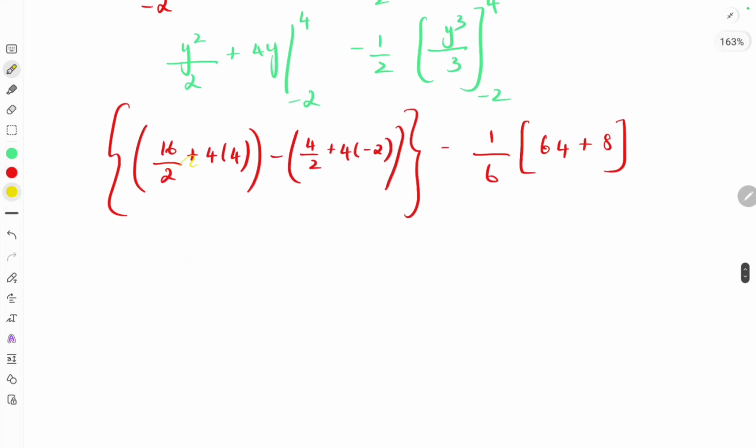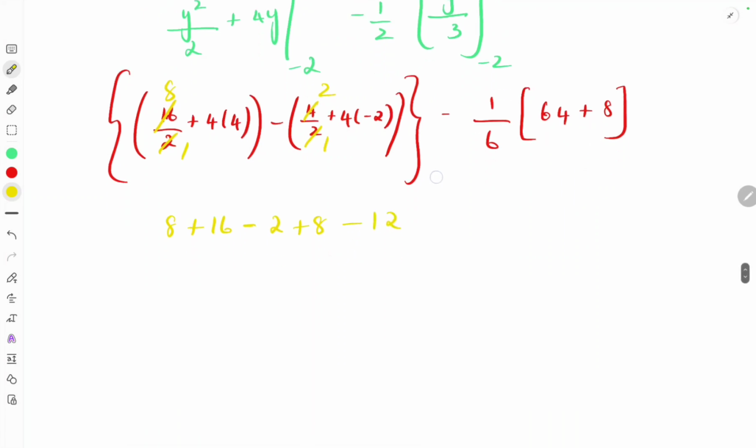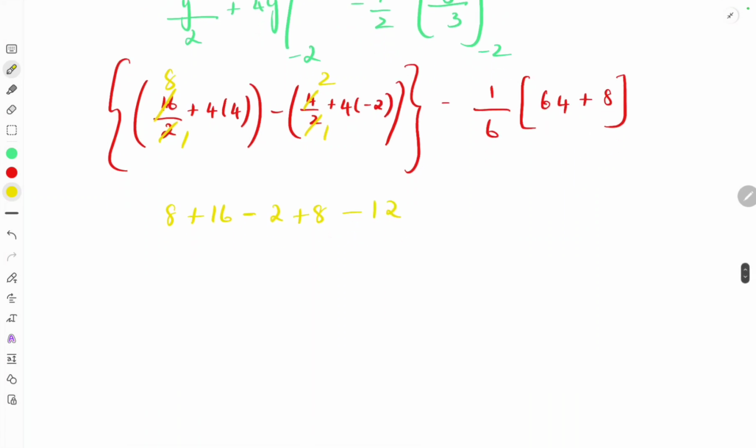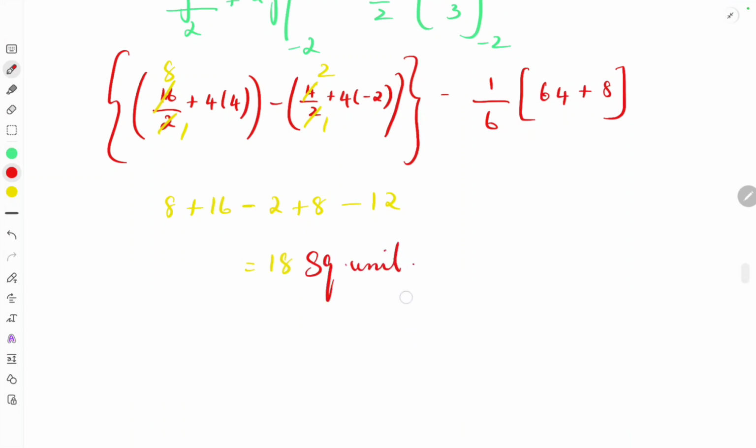So from here, 2 1s are 2, 8s are 16. So 8 plus 4 4s are 16, 2 1s are 2, 2 2s are 4. So minus 2, 4 into -2 minus 8 plus 8. So minus, this is 72. 72 by 6 is 12. So minus 12. So 8 plus 8 is 16, 16 plus 16 is 32. So 32 minus 14, it is 18. So 18 square unit is the final answer.